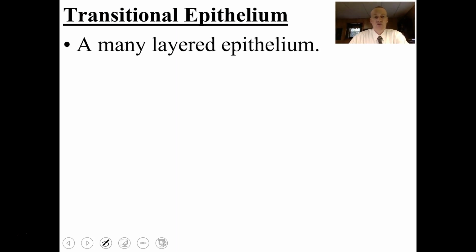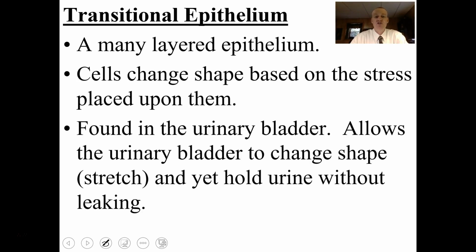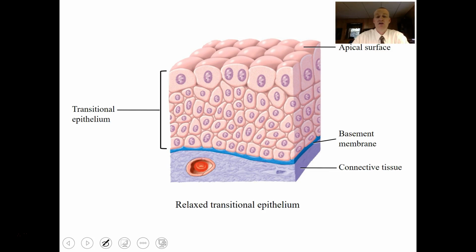And we also have transitional epithelium. This is a many-layered epithelium, and the cells will change shape based on the stress that you place upon them. The urinary bladder is a place that you can find this, and the urinary bladder can stretch and hold urine without leaking because these cells can change shape and yet maintain their integrity.